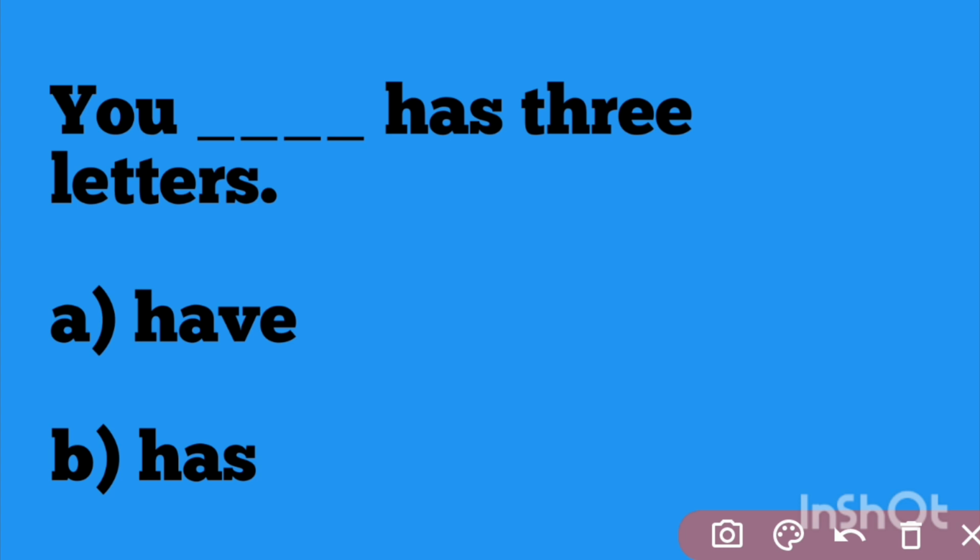You blank space has. Friends, we have made a mistake here. Just forget about this thing. You blank space, three letters. Friends, normally we use you have. Friends, whenever you is a personal pronoun, that means it refers to a person or it refers to a thing.